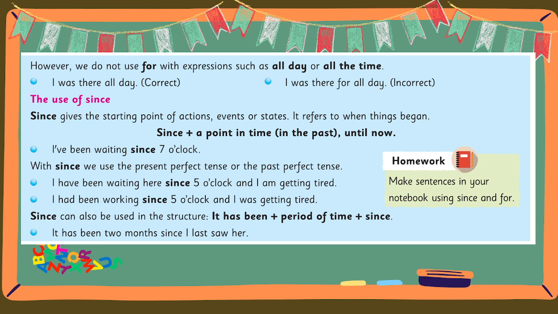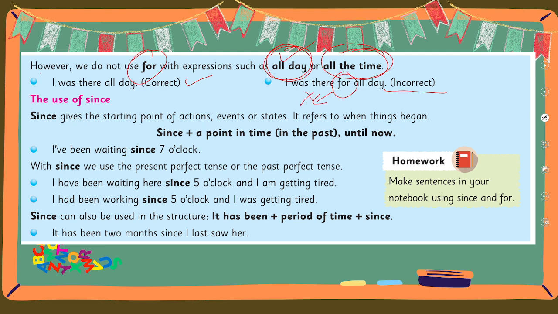Now, we do not use "for" with expressions such as "all day" or "all the time." If something is happening all day or all the time, then there is no need to use the word "for." For example, if you say, "I was there all day," this is correct, but "I was there for all day" is incorrect because "for" over here is unnecessary.